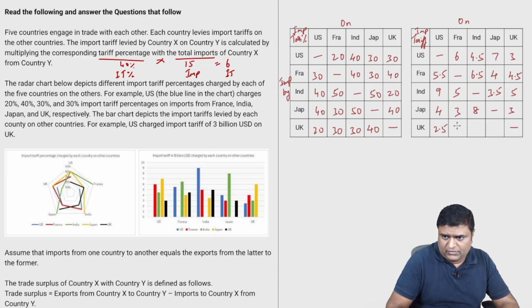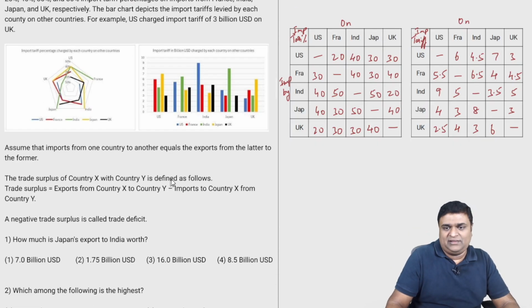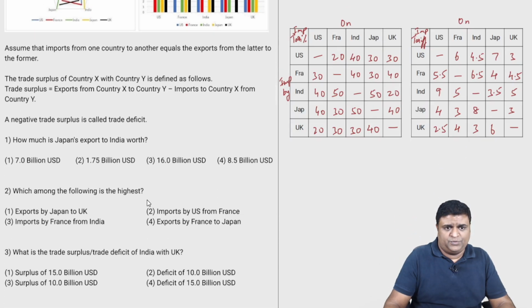2.5 and a 4. That's the time consuming part here. 3 and then a 6. If you directly do it, it's still going to be time consuming, right? Looking at this carefully is going to be a little painful. Always form a table when you have too many numbers over here. Now let's move to the questions.